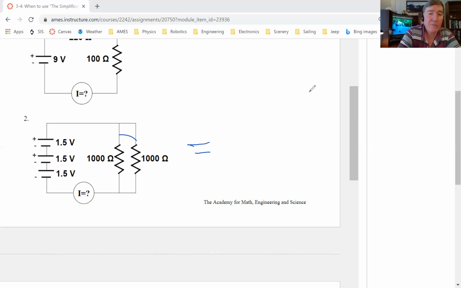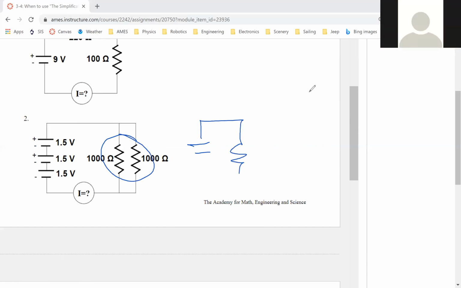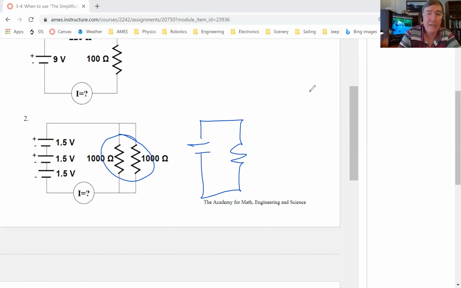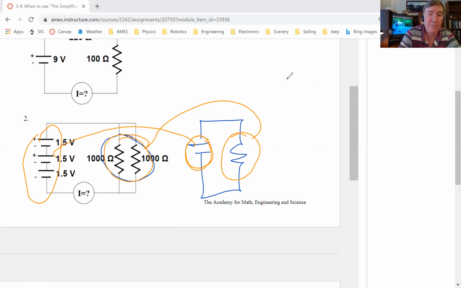Okay, so it sounds to me like what you're saying is we're going to take those two resistors right there. Yeah, we're going to replace them with one resistor, where this one resistor is the equivalent of these two. And by the way, we're also going to replace these 3 batteries with just one battery. So we're going to do both of them at the same time. Okay, so the batteries are connected in series, so that's easy. We know those guys are going to add up to be 4.5. But how are we going to find out what the value of this resistor is?